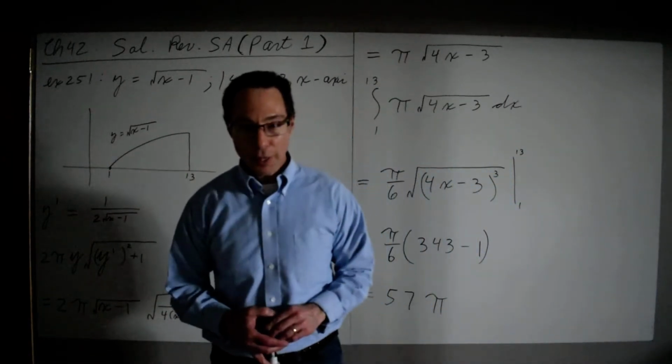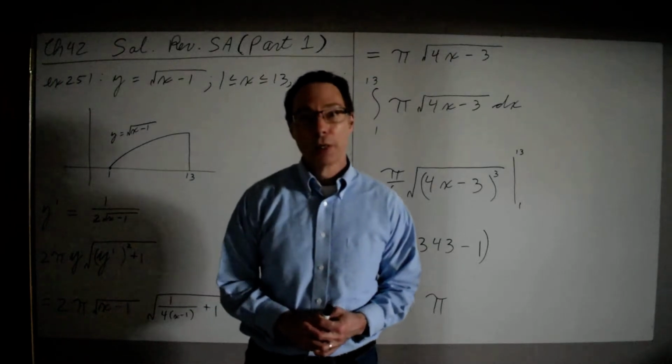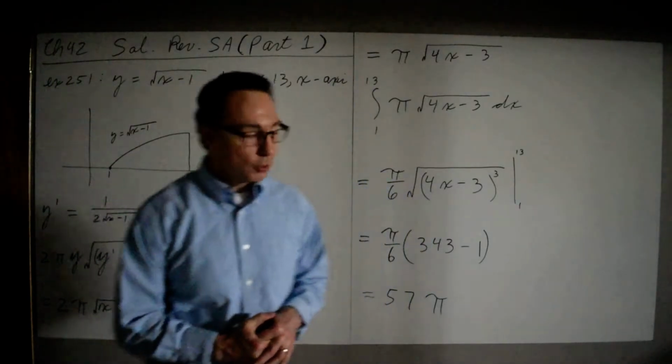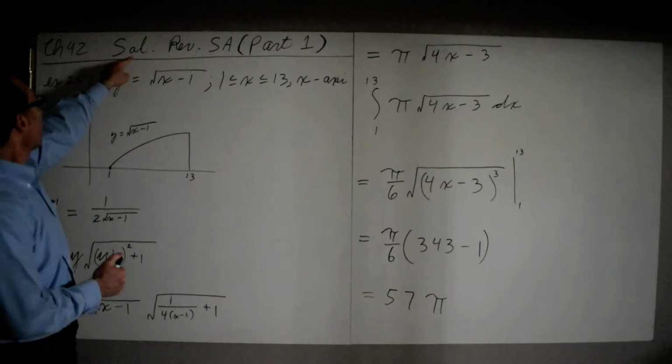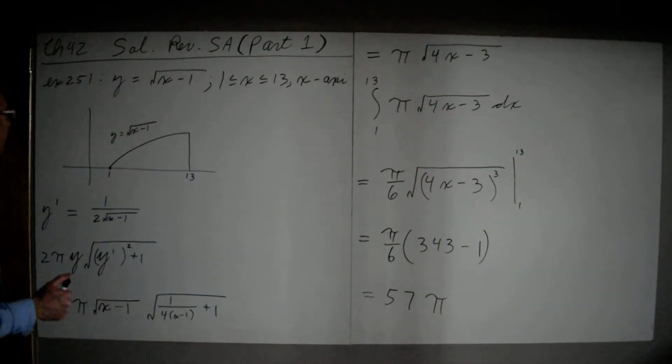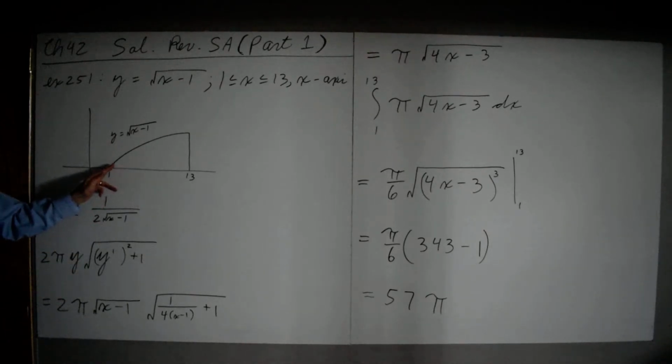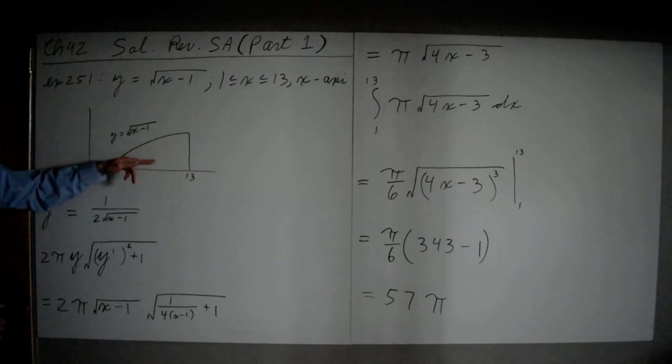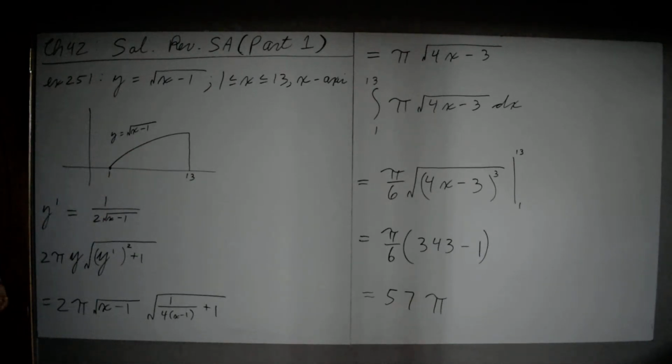This is the first video on chapter 42, surface area of the solids of revolution. So, solids of revolution, surface area, part 1. The idea here is that we have this function and we're going to rotate this about the x-axis, and that makes a three-dimensional solid. In Calculus 1, you learn to find the volume of that solid. But here we're going to learn how to find the surface area.